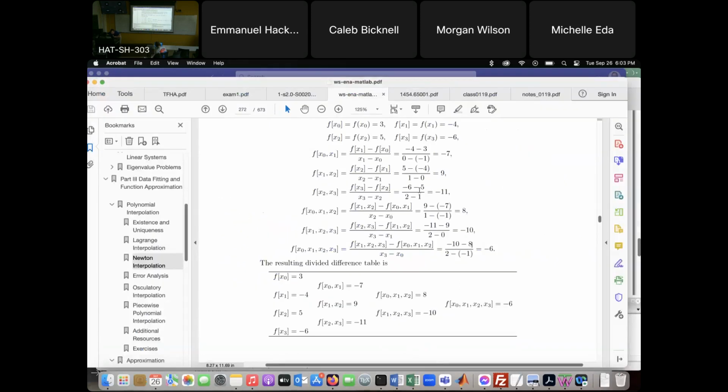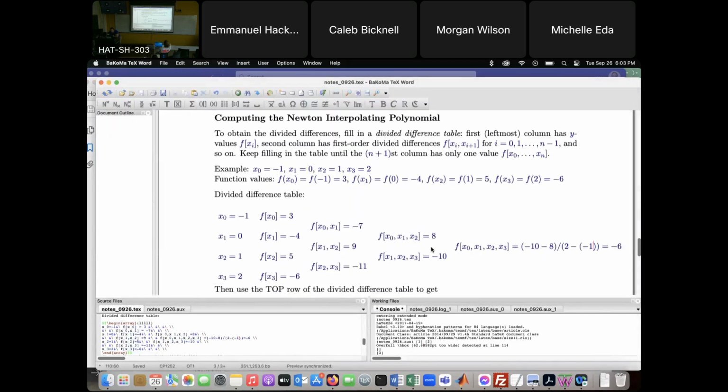You can see all the details here, as far as how the individual entries were computed. But it's always a difference of adjacent divided differences of the order 1 less, divided by the difference of the x values that you don't have in common. So like in this case, because this one features x3, and then the one above it features x naught, that's why it's divided by x3 minus x naught in that order.